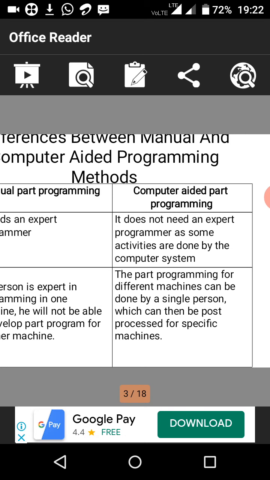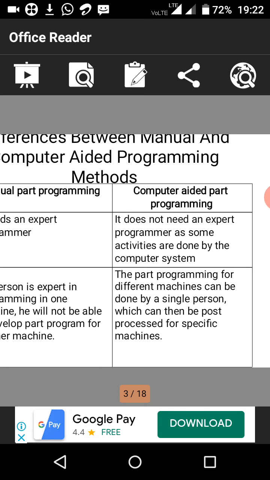Next point, in manual part programming, the reliability of the part program is not high. So what we write in manual part programming, the reliability is not so high. Normal language is used, whereas in computer aided part programming, the reliability of the part program is quite high. Here the program is written in a high level language.